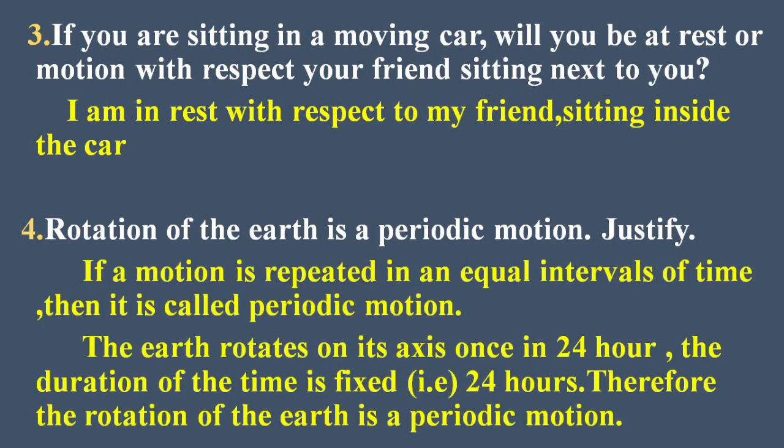Let's see the answer. If a motion is repeated in equal intervals of time, then it's called periodic motion. I already told, the earth rotates on its axis once in 24 hours. The duration of the earth's rotation is fixed, that's 24 hours, and that will repeat. That's why we are mentioning here repeated in equal intervals of time. After 24 hours it will reach the same 1 hour, 2 hour, 3 hour. It's a continuous process. It's a fixed rotation, so it's called a periodic motion. Therefore the rotation of the earth is a periodic motion. Okay, let's see the fifth one.